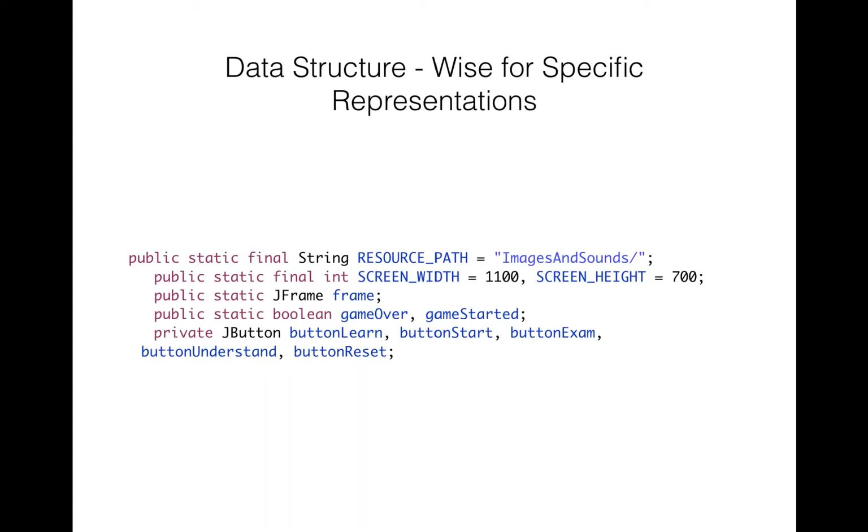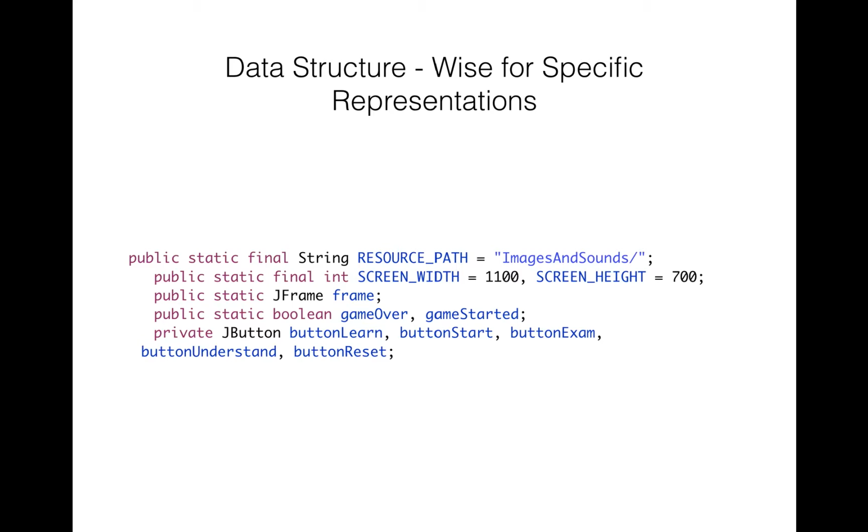For data structure or specific representations, an example is the public static final String RESOURCE_PATH, which equals images and sounds. This is the resource path, which shows the folder for all the images. So it's easier to just call this variable every time instead of writing images and sounds and being confused.